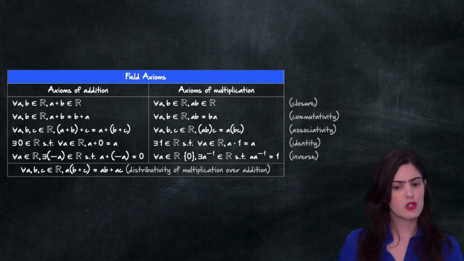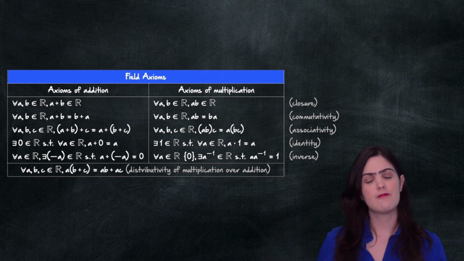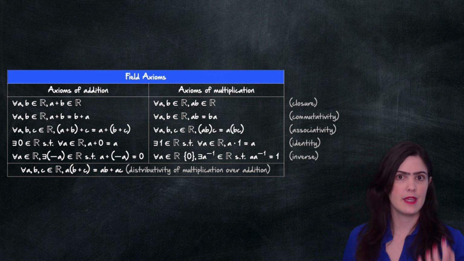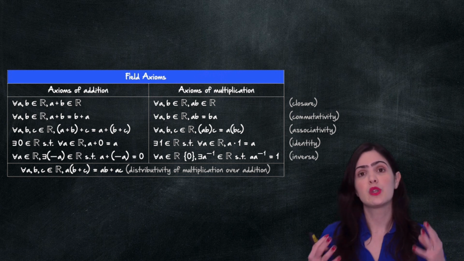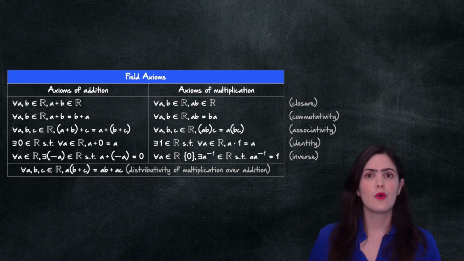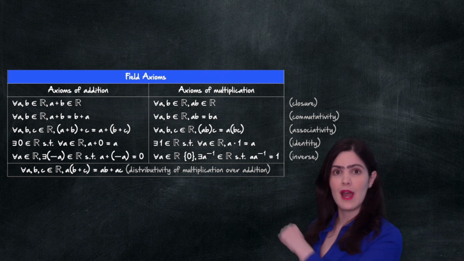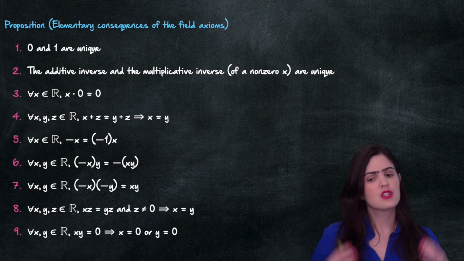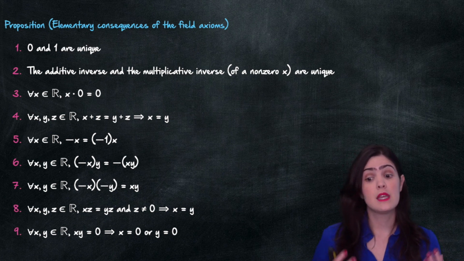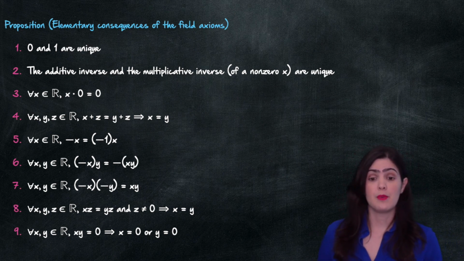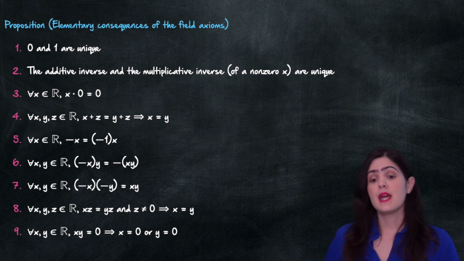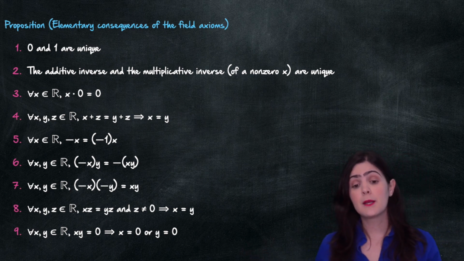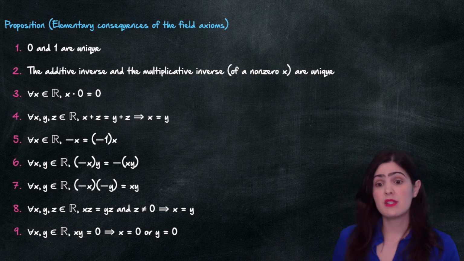All these properties, I'm sure you know them extremely well, and these are the rules of the game. This is what we are allowed to assume as the truth for the real numbers, together with some other axioms that we're going to see later. And now I want to show you some elementary consequences of these field axioms. For example, that 0 and 1 are unique, that the additive inverse and the multiplicative inverse of non-zero elements are unique, that any number multiplied by 0 is equal to 0.